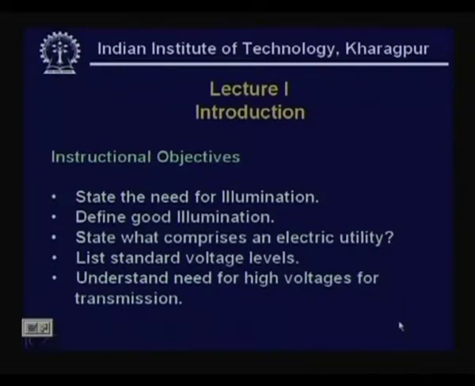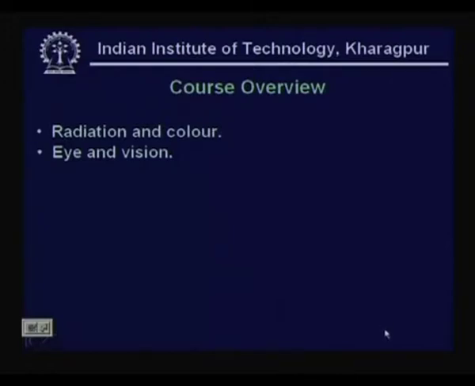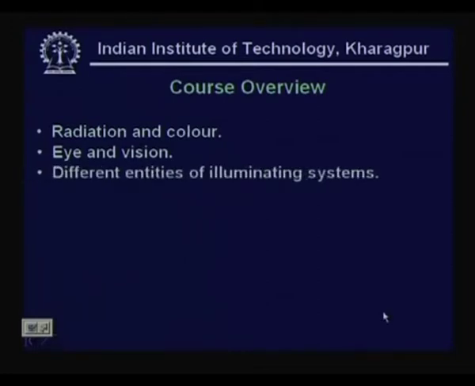So these are the major instructional objectives, and at the end of the course one must be able to understand these instructional objectives. The course overview is as follows. The course overview begins with radiation and color, and the eye and vision, obviously because most of our illumination is sensed through our eyes. There is a chapter on eye and vision, followed by different entities of an illuminating system. There are various components that form an illumination system. Therefore, one looks at the entities that comprise an illumination system.